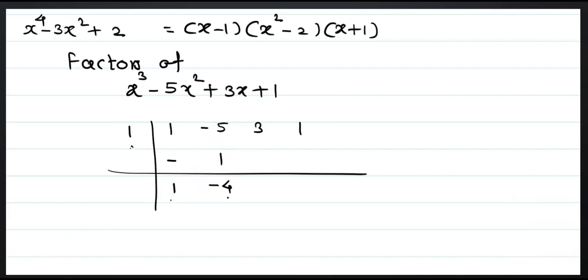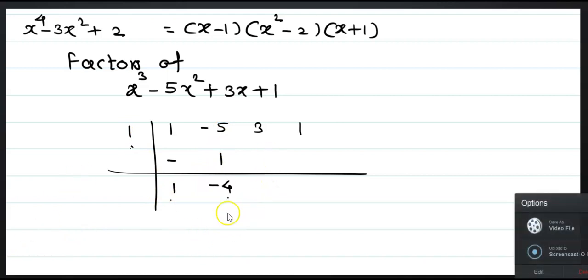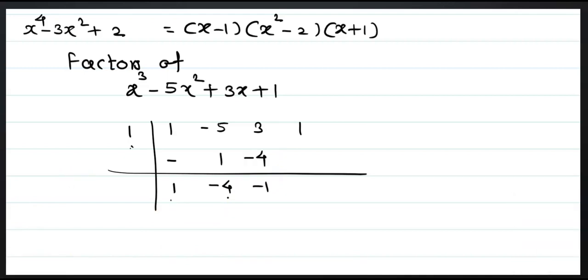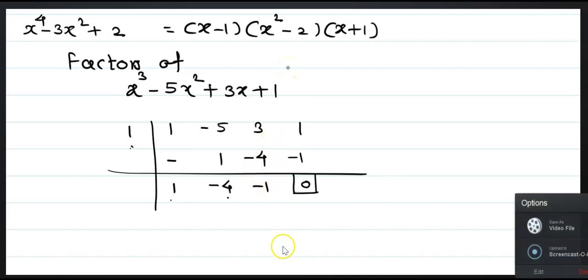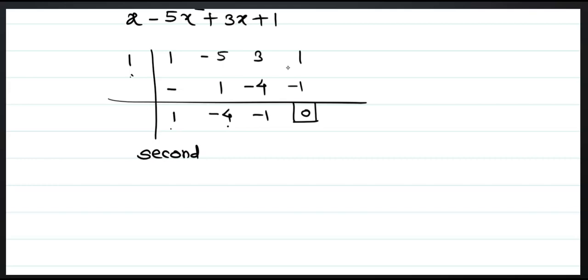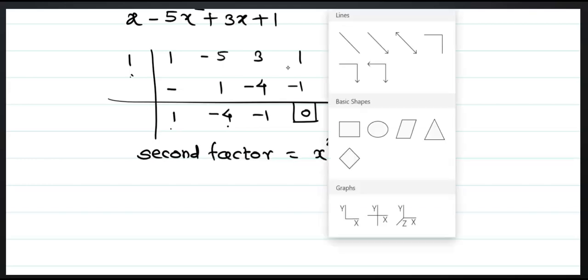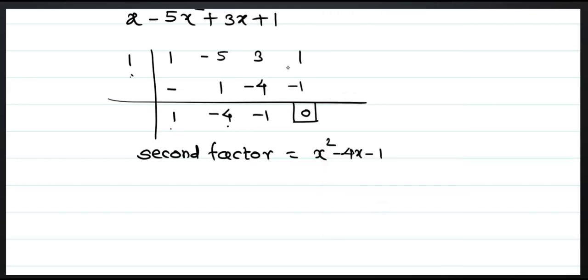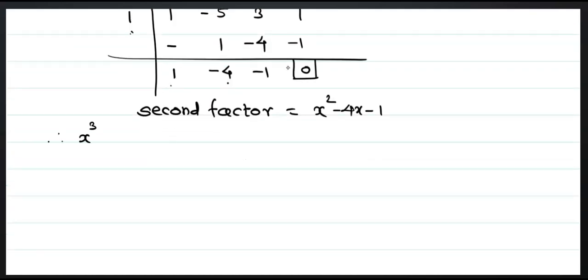See this here. 1 into minus 4 is minus 4. Plus 3 minus 4 is minus 1. And 1 into minus 1 is minus 1 here. Minus 1 plus 1 will become 0. Now what will be the second factor? The second factor is x square minus 4x minus 1. This is the second factor, x square minus 4x minus 1.